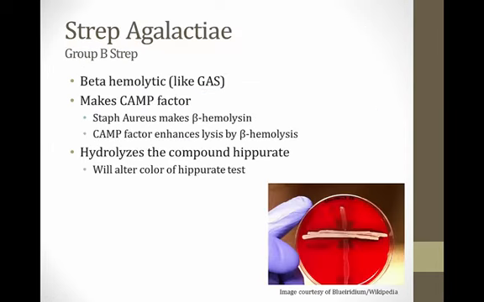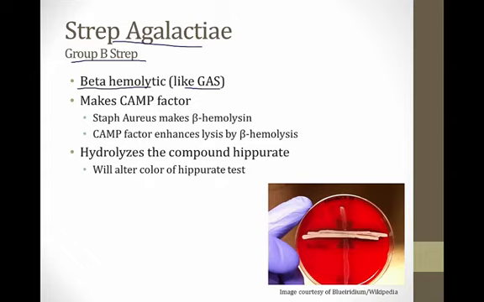Next strep bacteria we're going to discuss is called Strep agalactiae, and this is also called Group B strep. It is a beta hemolytic bacteria, just like Group A strep, so you can remember that Group A and B strep are the 2 beta hemolytic strep. Couple of special features of this bacteria that you should know about.